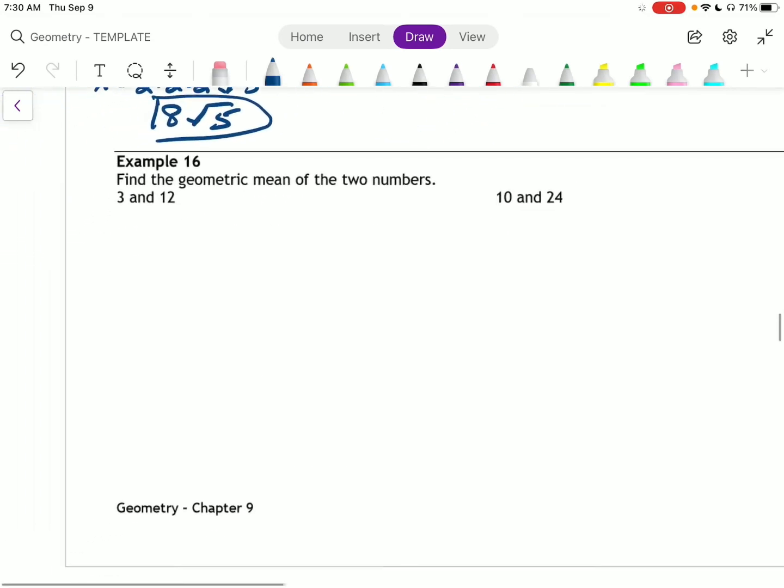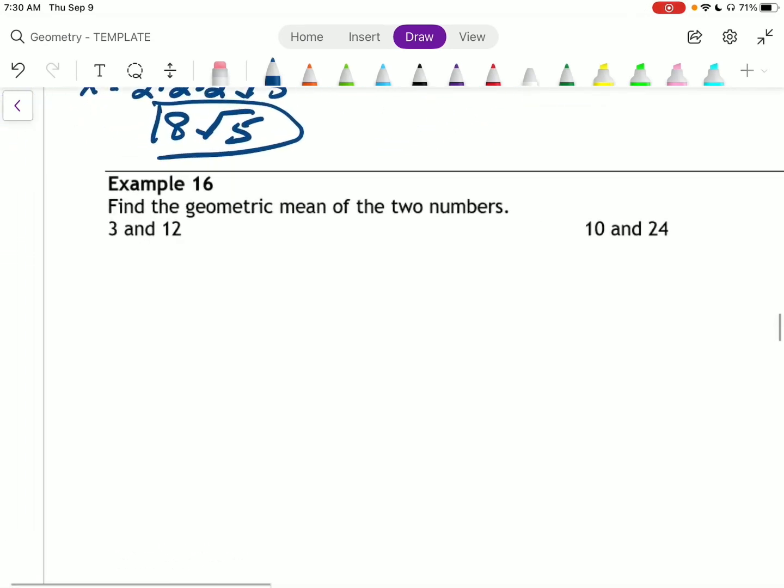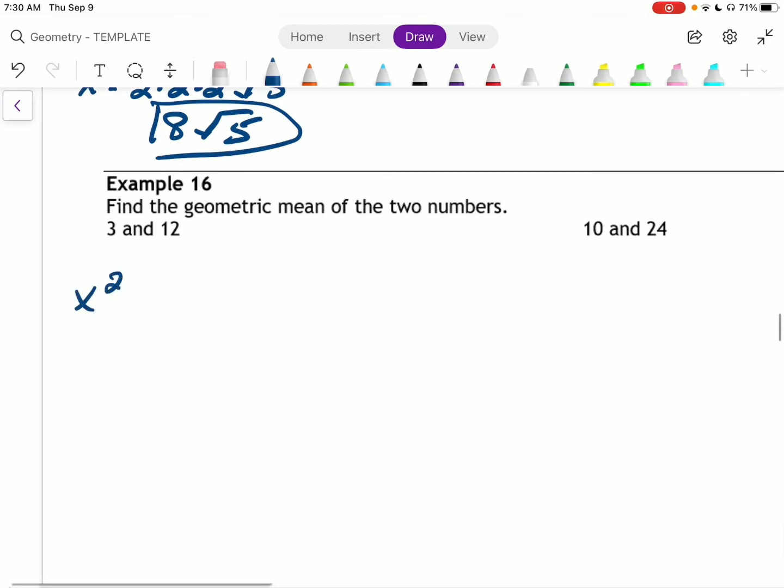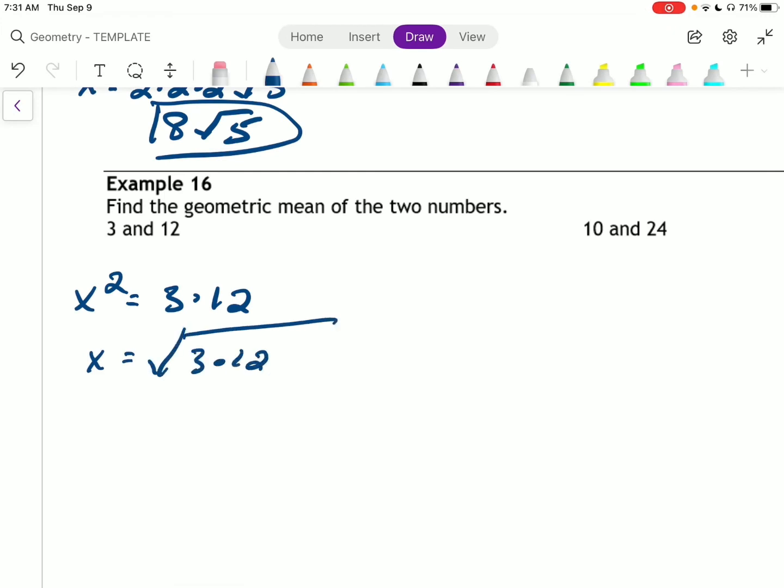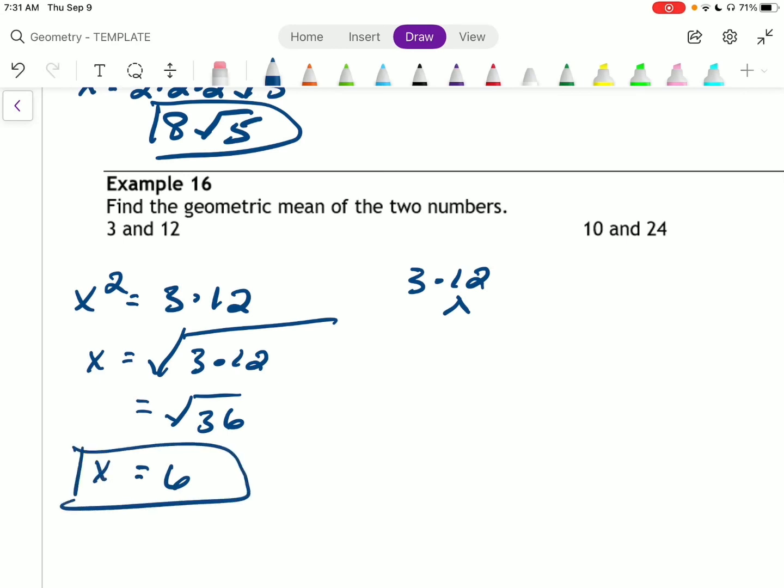All right, next up, find the geometric mean of these two numbers, 3 and 12. So we'll say x squared equals 3 times 12. So x equals, I'm going to go ahead and put the root in there, the square root of 3 times 12. Now I need to look at 3 times 12 and find its pairs. Well, actually, 3 times 12 is 36, isn't it? So x is going to be 6. We don't even have to worry about splitting it up.